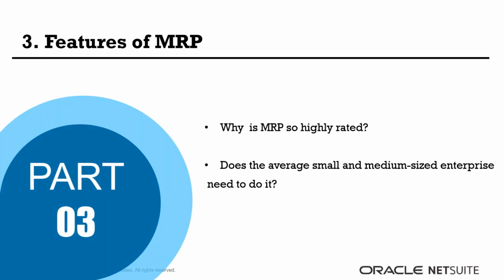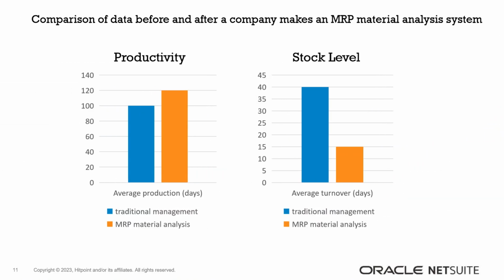Part 3: why is MRP so highly rated? Does the average small and medium-sized enterprise need to do it? First of all, it can help enterprise managers to solve the problem of disconnection between sales, production, and procurement of materials, and achieve the management goal of no shortage of materials and no inventory backlog.